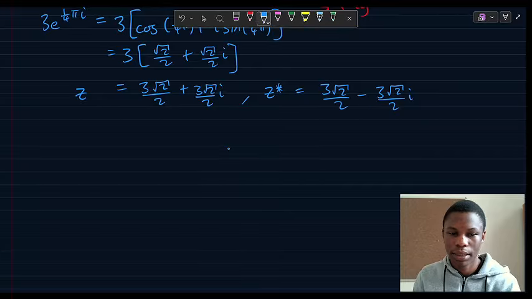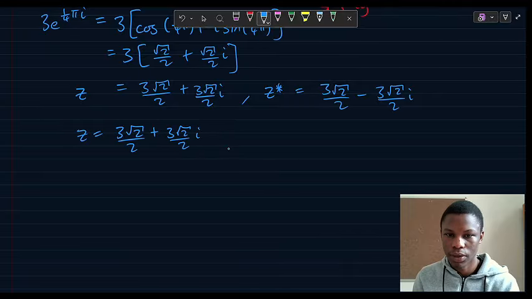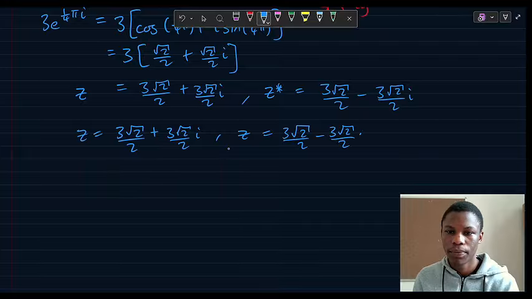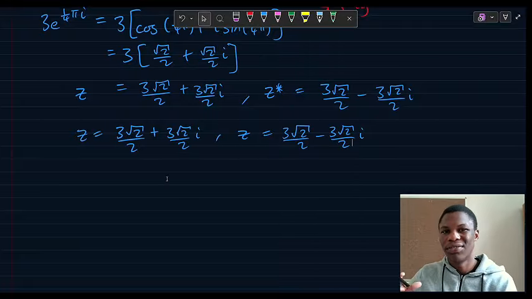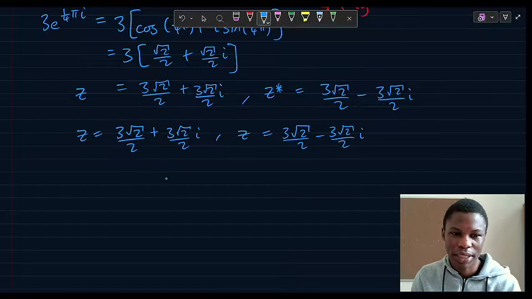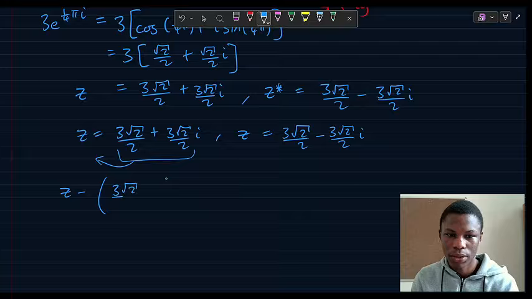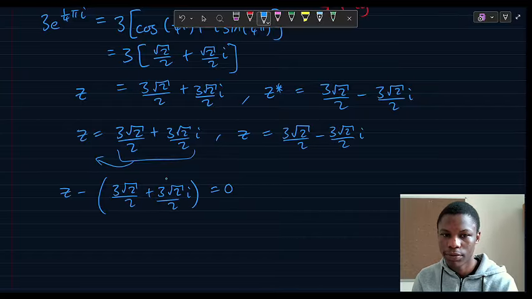Right, so we know that z is equal to 3 root 2 over 2 plus 3 root 2 over 2 i is a root, and the other solution is the complex conjugate, which will be 3 root 2 over 2 minus 3 root 2 over 2i. So we want to reverse engineer the quadratic, which means I'm gonna move this to the left hand side so that I've got z minus, and in brackets put 3 root 2 over 2 plus 3 root 2 over 2i, right? And this is equal to 0 because I've moved that left.